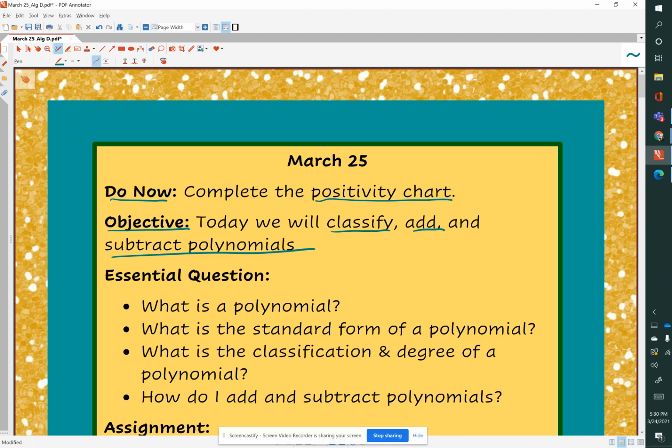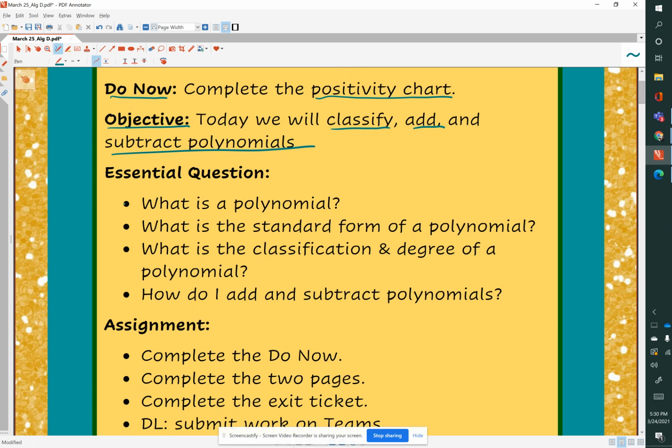So our essential questions are, what is a polynomial? What is the standard form of a polynomial? What is the classification and degree of a polynomial? And how do I add and subtract polynomials?